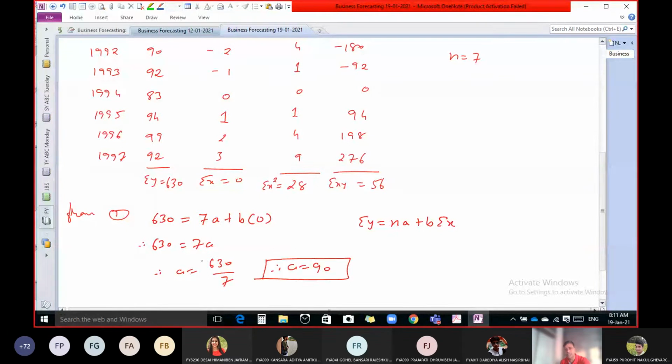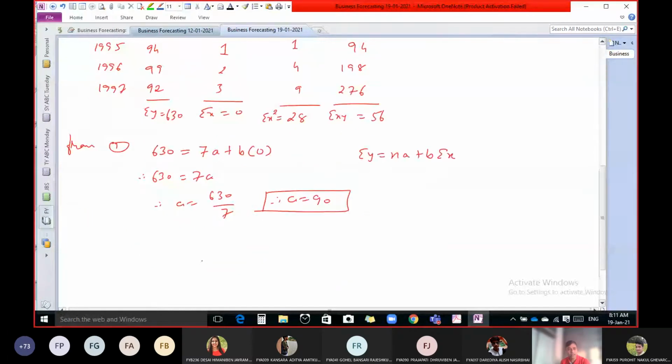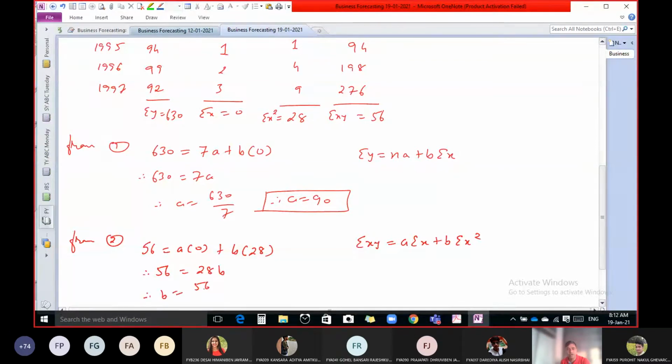Okay, now do the calculation for b. For that you need to use equation 2. What is our equation 2? Sigma xy equal to a sigma x plus b sigma x square. Sigma xy is 56. A into sigma x is 0 plus b into sigma x square is 28. Now 0 into anything is 0, so we get 56 equal to 28b. So b equal to 56 divided by 28, so we get b equal to 2.